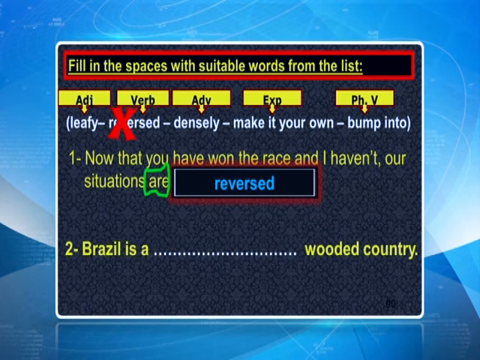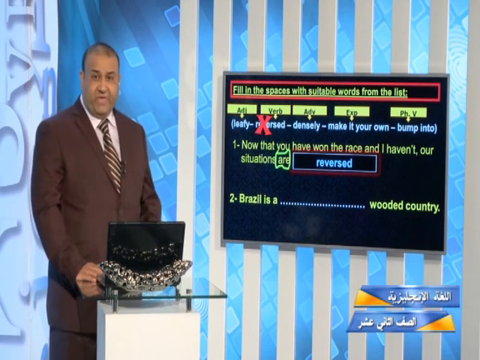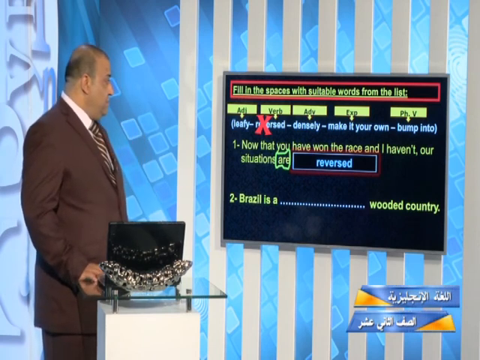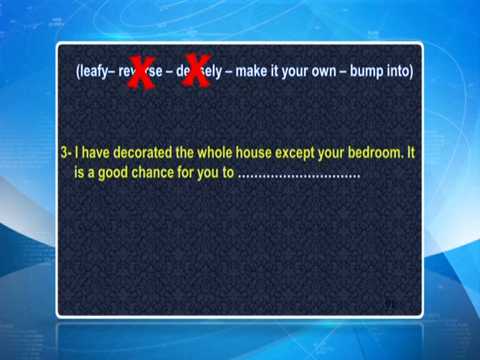Brazil is a wooded country. If you have a look at the sentence, I guess that it is full. The sentence is correct. So we need a word which will not change the meaning, and if we don't use the word, the sentence remains correct. It should be what? Brazil is a, very good, densely wooded country. We cross the word and we move.